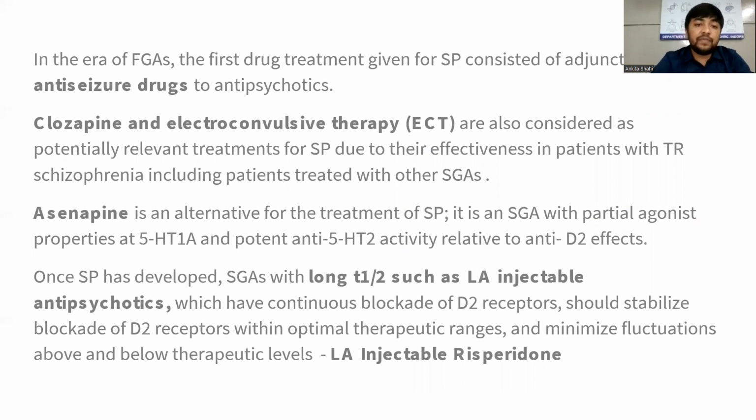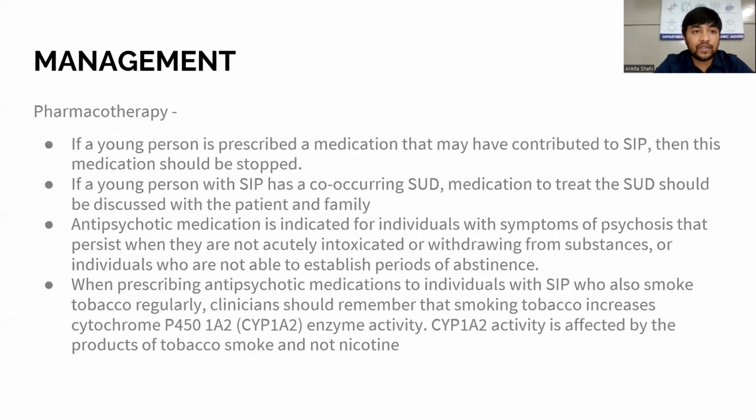Once SP has developed, SGAs with long half-life, such as LA injectable antipsychotics, which have continuous blockade of D2 receptors, should stabilize blockade of D2 receptors within optimal therapeutic ranges and minimize fluctuations above and below therapeutic levels. For example, long-acting risperidone can do that. So, in supersensitivity psychosis, you need to consider LA injectable antipsychotics.